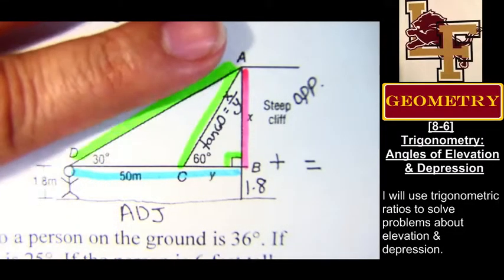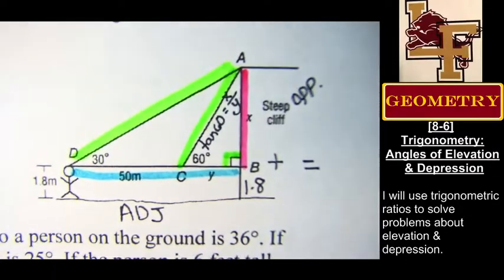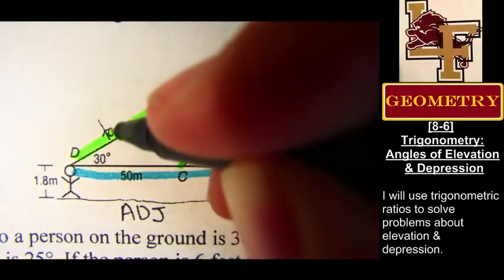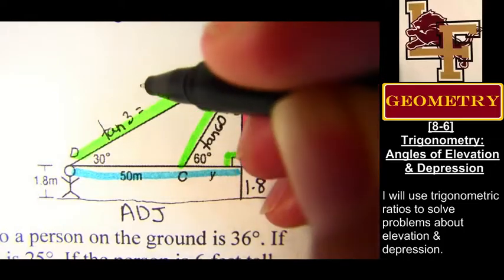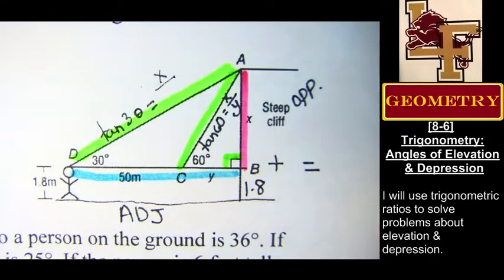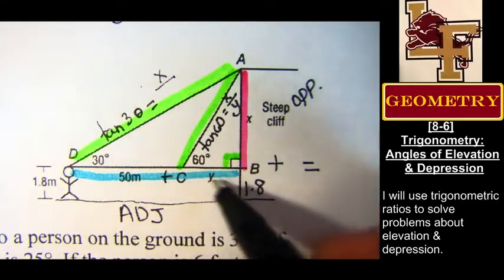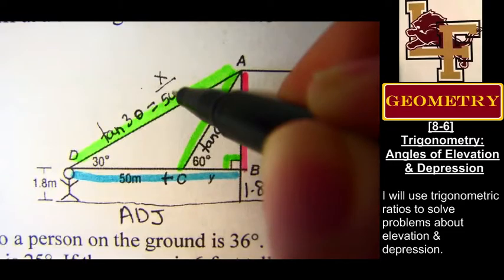I'm going to do it again for this bigger triangle. The tangent of 30 equals the opposite over, but now the adjacent isn't just y. The adjacent is this 50 plus my original distance.